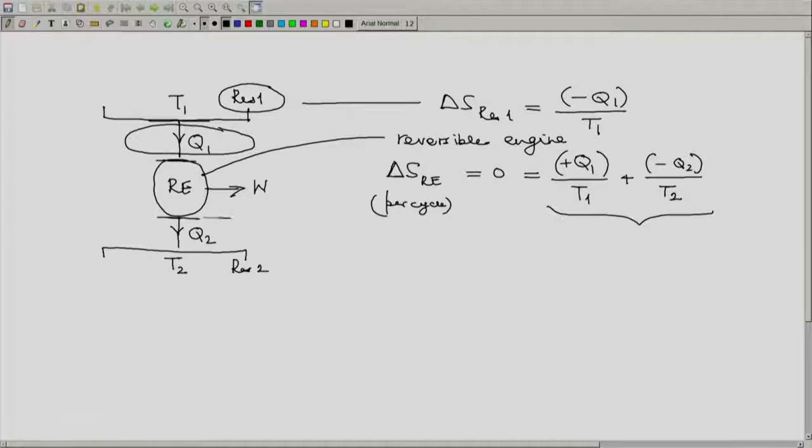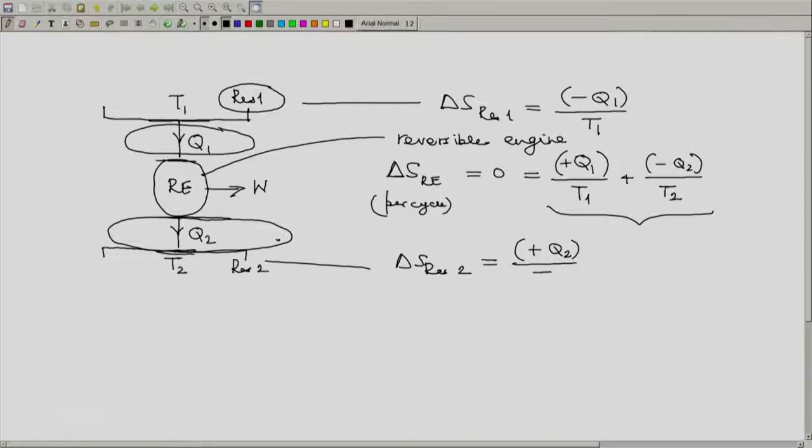and in a similar fashion this heat transfer is also reversible, so it takes place at essentially 0 temperature difference. So the temperature here is T2, heat absorbed is Q2. So for this reservoir, delta S of reservoir 2 will be the heat absorbed by that reservoir, which is plus Q2 divided by T2.